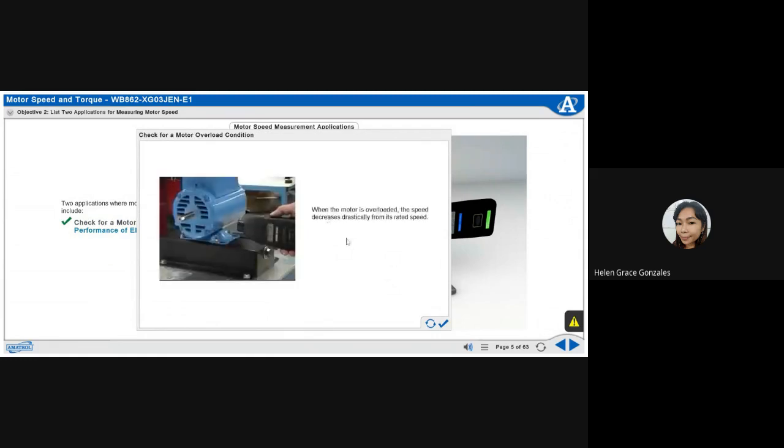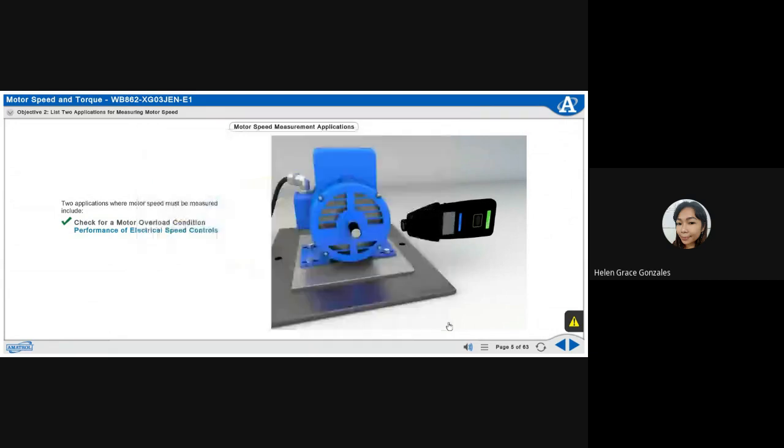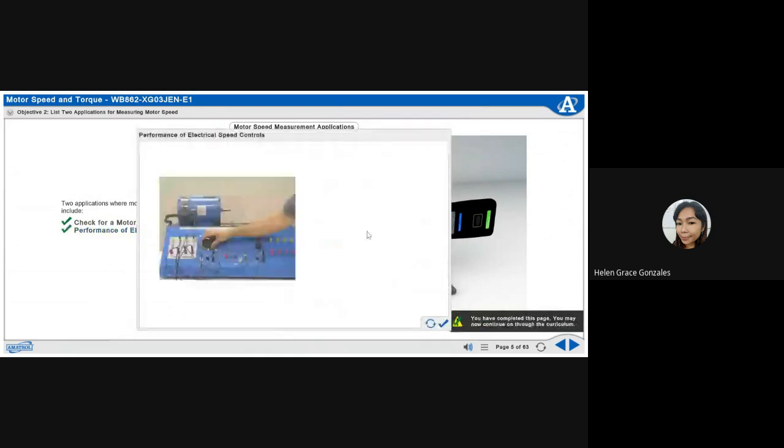When the motor is overloaded, the speed decreases drastically from its rated speed. Electrical speed controls relate mainly to DC motors where speed is easily controlled by electrical control of input voltage and current.